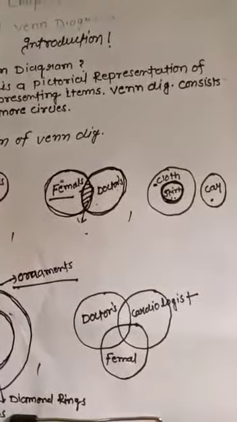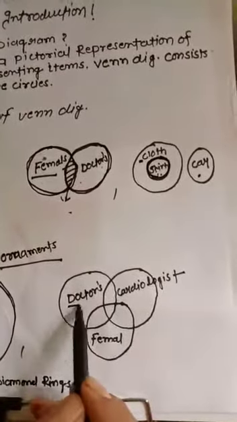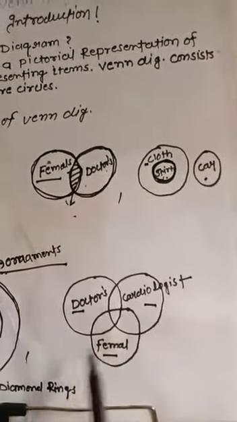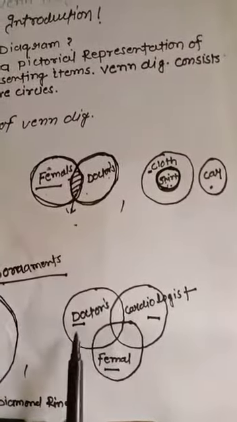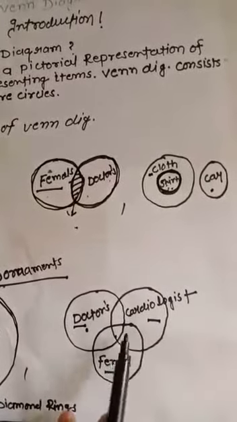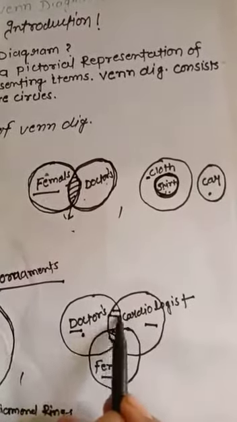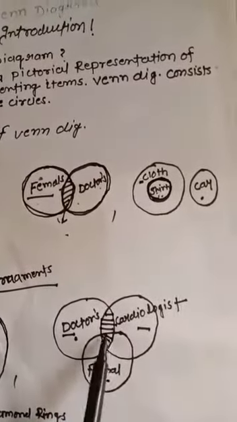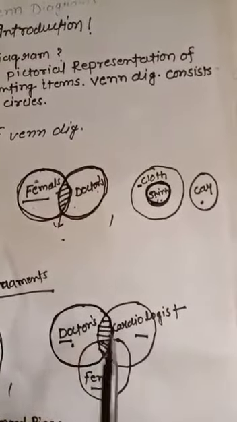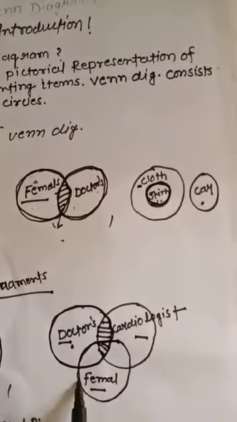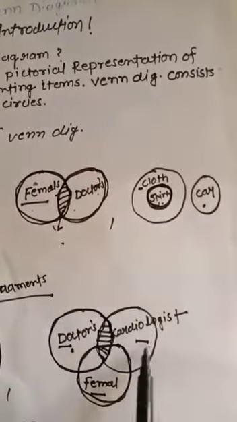Similarly, this is another representation of a Venn diagram. It says doctors, females and cardiologists. If these three circles are cutting each other, that means some doctors are female also. See, this part will say that, and this part will also say something. This circle contains all the doctors, all the females will come in this part of the circle, and all the cardiologists will come in this part of the circle.